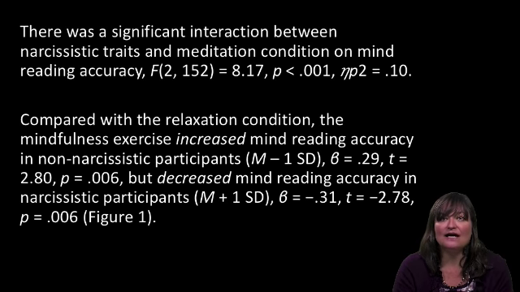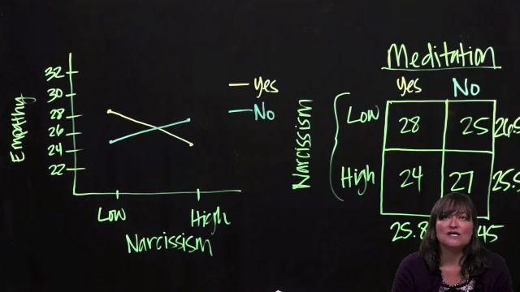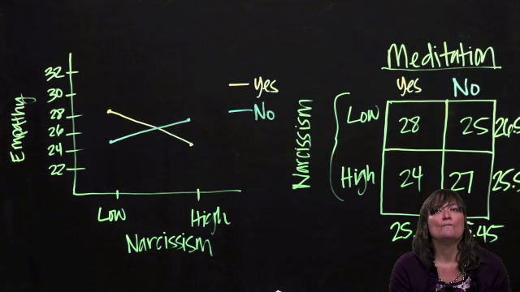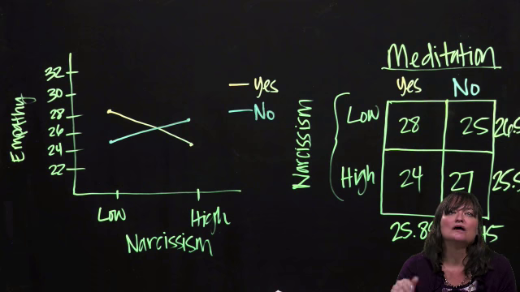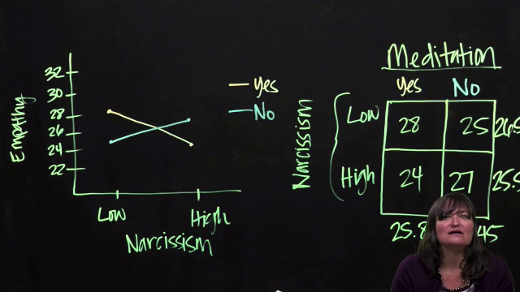And then here is how they interpreted that interaction. Compared with the relaxation condition, the mindfulness exercise increased mind reading accuracy in the non-narcissistic participants, but decreased mind reading accuracy in the narcissistic participants. So they're comparing it to the relaxation, the kind of the control condition, and saying mindfulness increased empathy for non-narcissistic participants compared to the control. Mindfulness decreased empathy for the narcissistic participants.